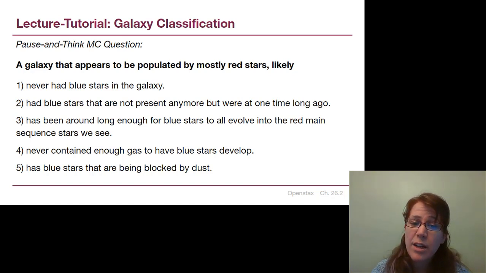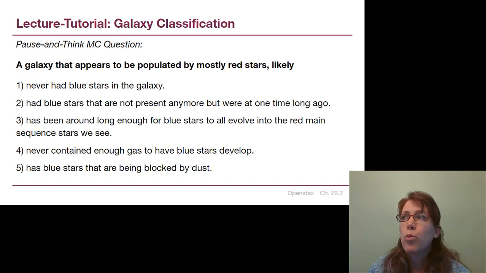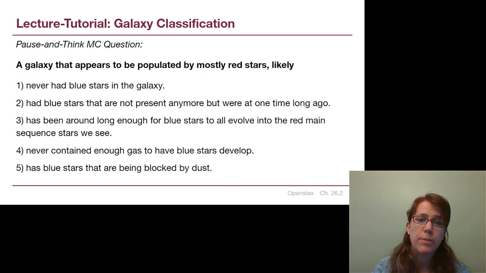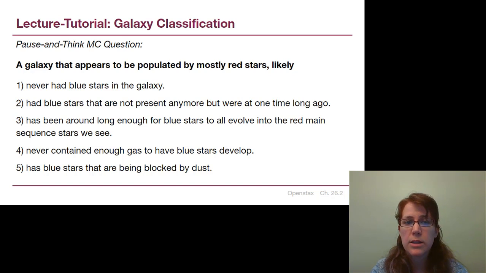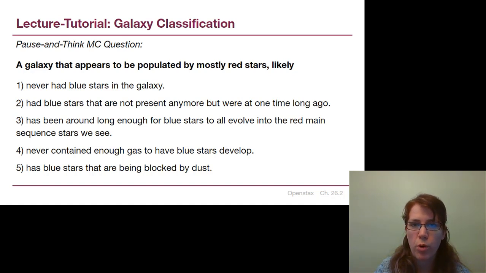Number 4, never contained enough gas to have blue stars develop. That's just a more sciencey sounding wording of number 1. Still wrong. And number 5, has blue stars that are being blocked by dust. We talked about the fact that dust does make stars look redder, but we can still identify that those stars would be there, and that isn't why these galaxies look red. So number 5 isn't an explanation for why these galaxies look red.